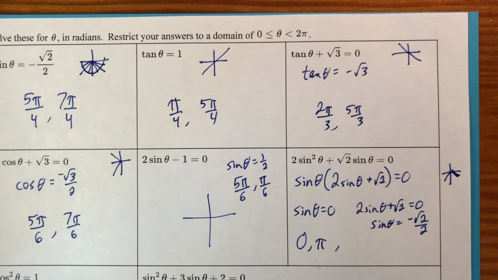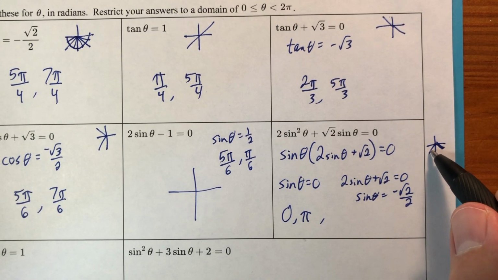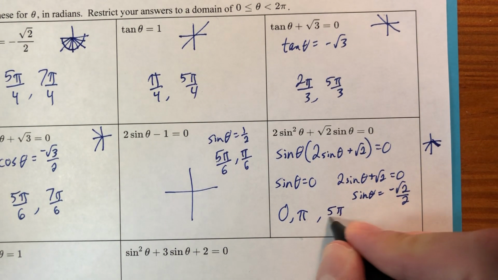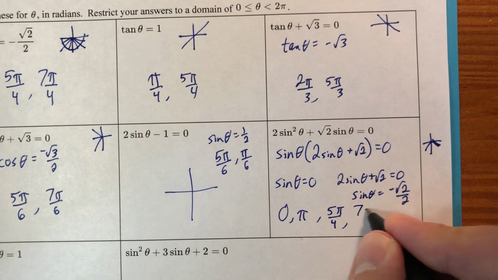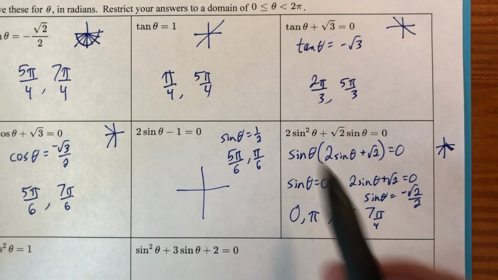Sine is negative square root of 2 over 2 in these two quadrants. Whew, that was poorly drawn. Sorry about that. This is a multiple of 4. That'd be 5 pi over 4. And 7 pi over 4. You can verify that if you like. I have 4 answers that would satisfy that.